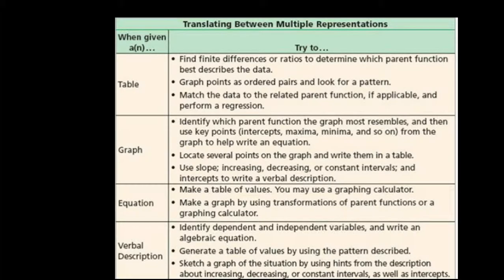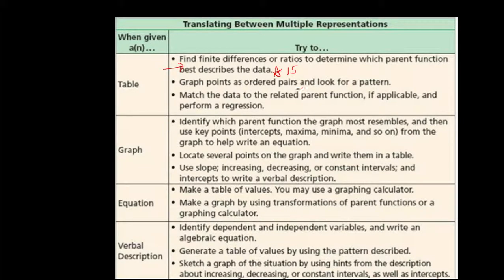So, you're given this graphic in your lesson, and it says translating between multiple representations. Depending on the representation, whether it's a table, graph, equation, or description, there are different techniques you might try to do or might be asked to do within the problem. For example, if we look at tables, one thing they mention is finding finite differences or ratios to determine which parent function best describes the data. This is something more that we'll practice in lesson 15.